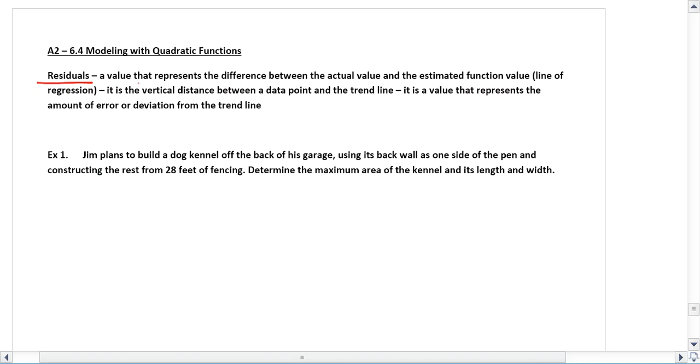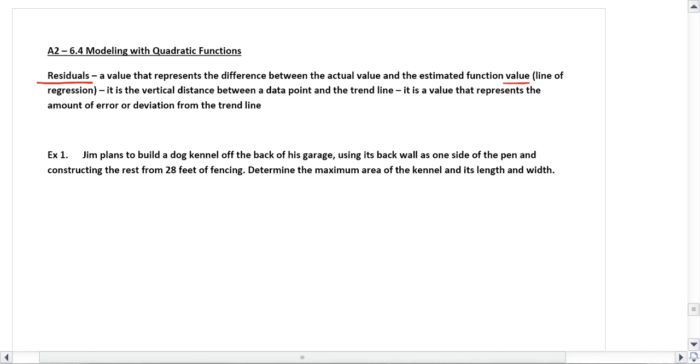Residuals, I think of it as sort of the leftovers. It's a number that represents the difference between the actual known answer and a value that we find with a regression line. Remember, regression lines give us estimates, and sometimes our estimates are right on, and sometimes there's a little difference between what we predict the value will be and what the actual value is when the event happens. So the residual is that difference.